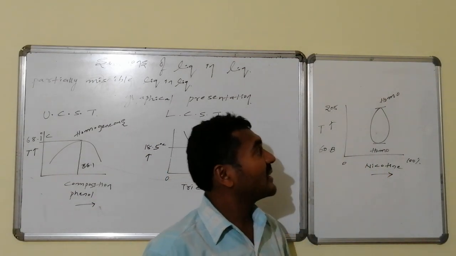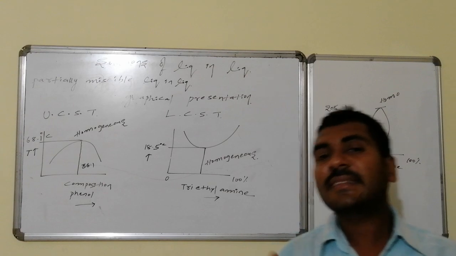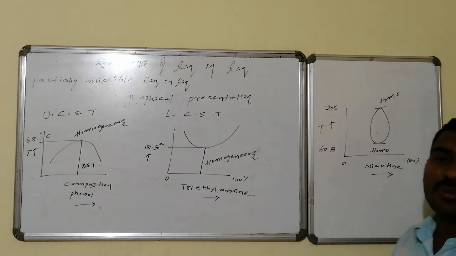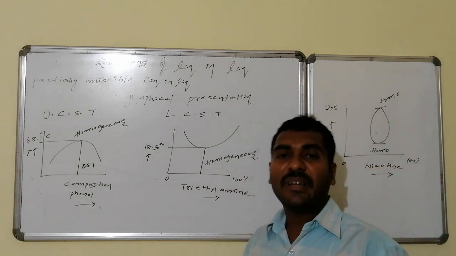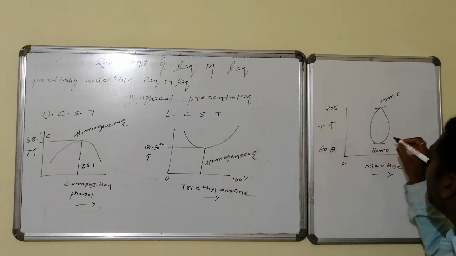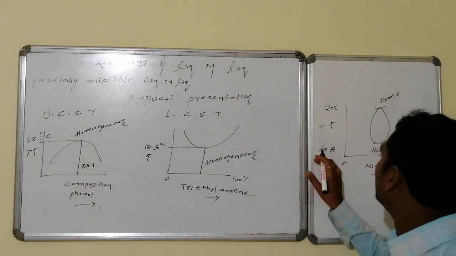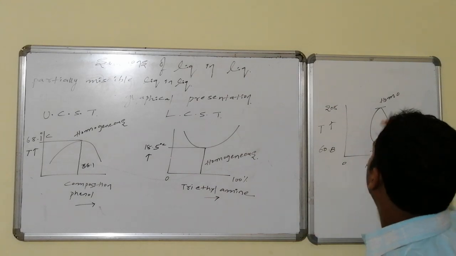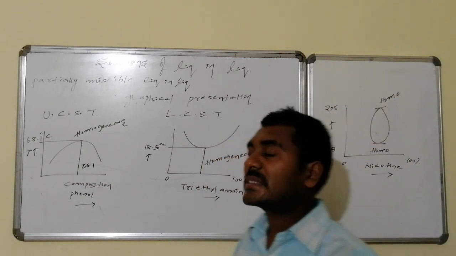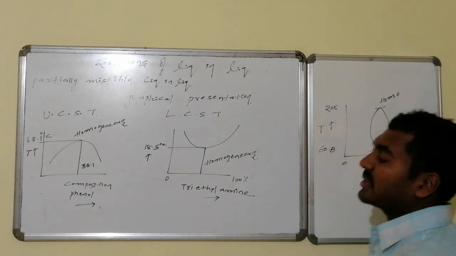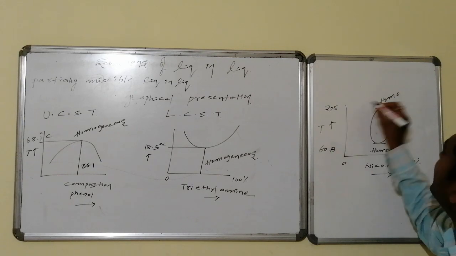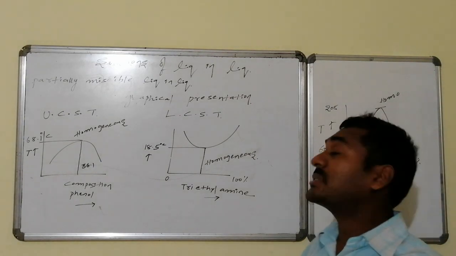There is a special case in certain compounds, like the examples I quoted earlier: nicotine and water system, beta picoline and water system, and metatoluidine and water system. In this case, below a particular temperature they behave as homogeneous, this is the upper CST, whereas above a particular temperature they also behave as homogeneous, that is the lower CST. Thus, both varieties of temperatures are present. Below this temperature it behaves as a homogeneous mixture and above this temperature it also behaves as a homogeneous mixture.